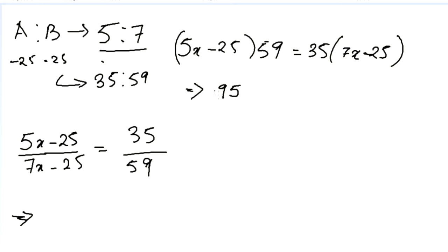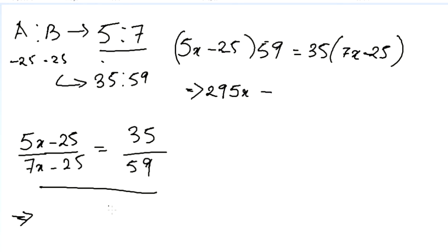59 into 5 is 295, and 5x minus 25 into 59. How do you multiply this? The easy way is to multiply by 20 and then with 5, just add them. 20 into 59 will be how much?